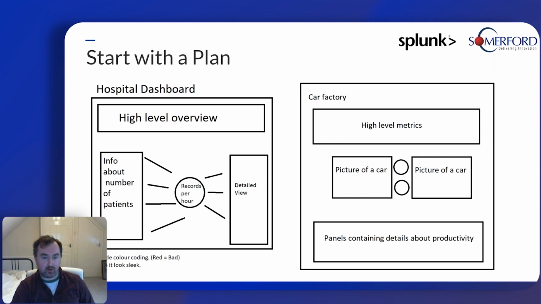So on the left, we have a hospital dashboard: high-level overview, info about number of patients, records per hour, and detailed view. And a couple of notes on the bottom: make it look sleek, include color coding. And on the right, a car factory example.